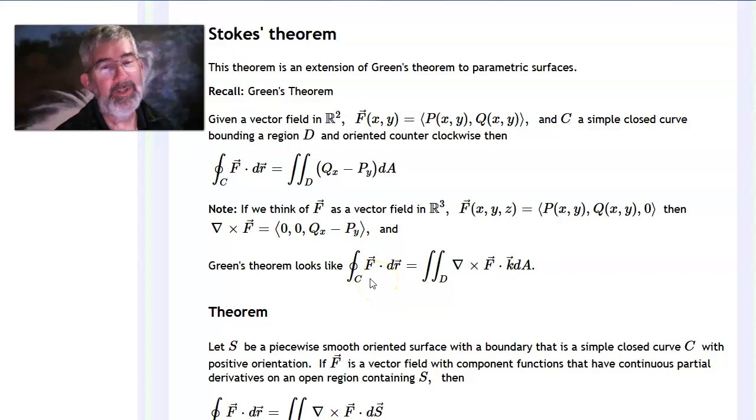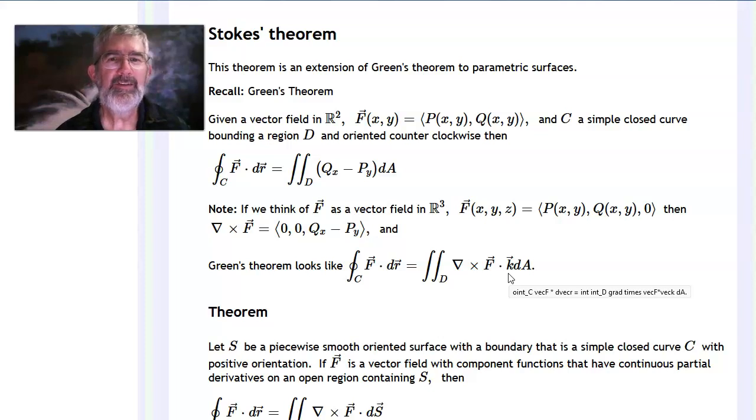So anyway, Green's theorem looks like this. The line integral around C of F dotted with dr is the double integral over D of the curl of that vector field dotted with k dA. And notice the k here is 0, 0, 1. It's 1 up in the z direction.